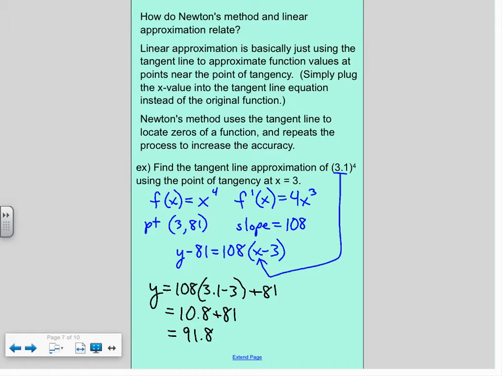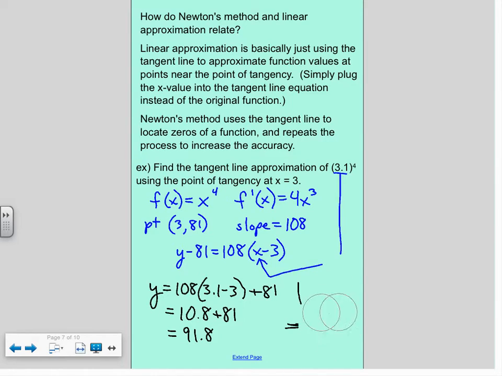So they're pretty close. What it's really saying is if you have the graph of y equals x to the 4th, pretend that that's the graph, and we want the actual value at 3.1, but we don't know how to really find it. If we use a tangent line, even though we know that the value on the tangent line won't be exactly the same, it'll be pretty close.